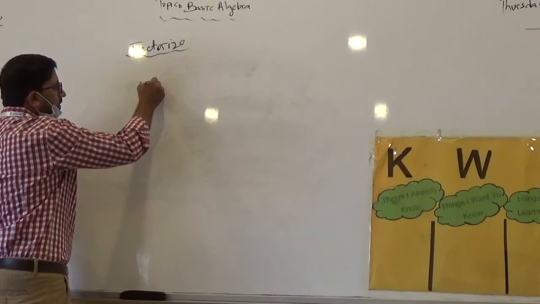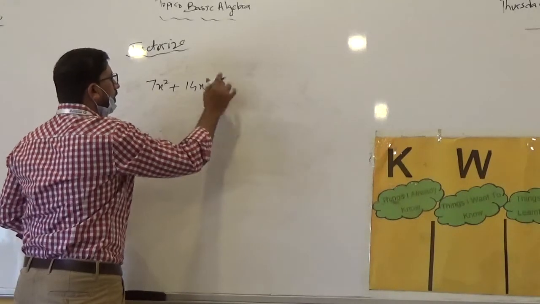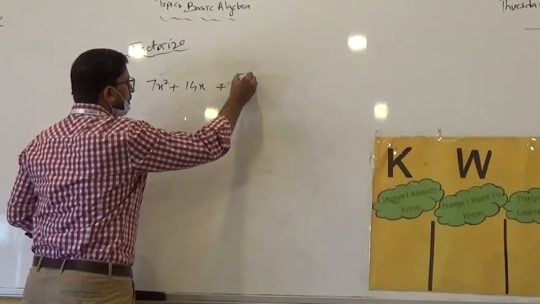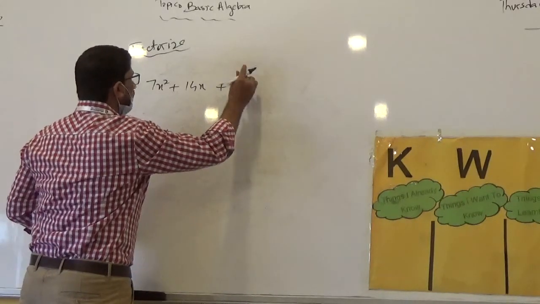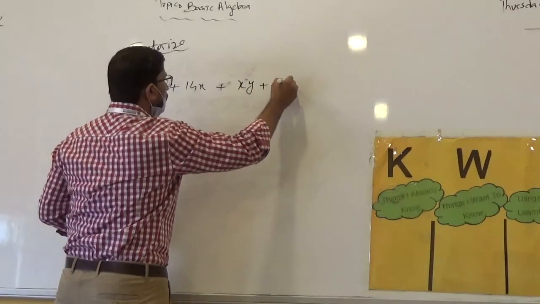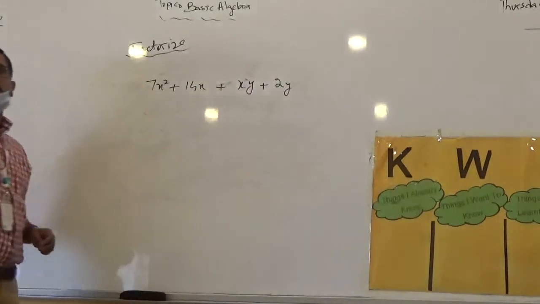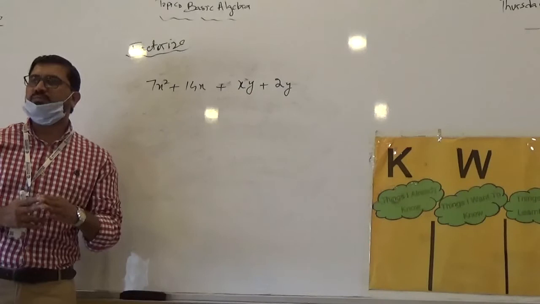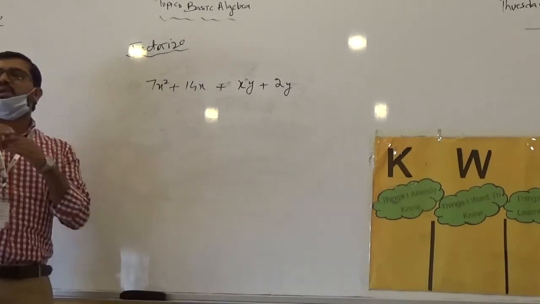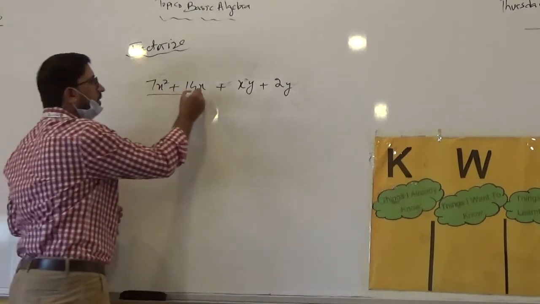Suppose 7x squared plus 14x plus x squared y, or xy, plus 2x, 2y. Suppose that is your question. Instead of 2 terms, now you are given 4. For this one, we have to go for pairing first. We need to do the factorization, but make pairs: the first pair and the second pair.